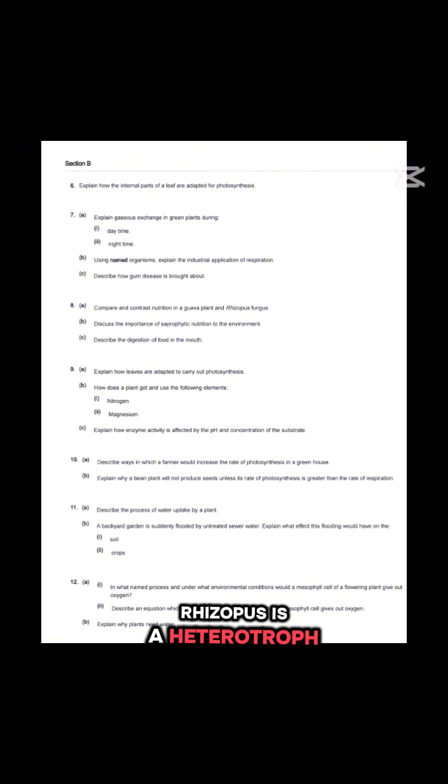Rhizopus is a heterotroph, saprophytic fungus. It cannot make its own food. It secretes extracellular enzymes onto dead organic matter to digest it externally and then absorbs the soluble products.